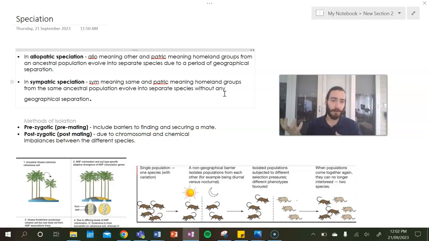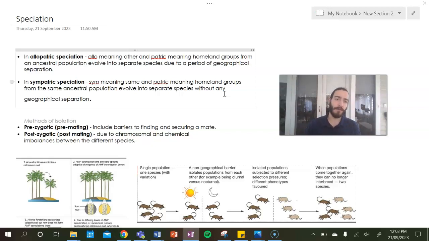Allopatric means different homelands. So that is very straightforward. That's where we have geographical isolation occurring. So let's say a mountain or a river or whatever splits members from the same species, who then go and adapt and survive and reproduce in their specific area. And over time, they change and they adapt to different environmental conditions, different selection pressures. Then they change so much that when they eventually come back in contact with each other, they can't reproduce.